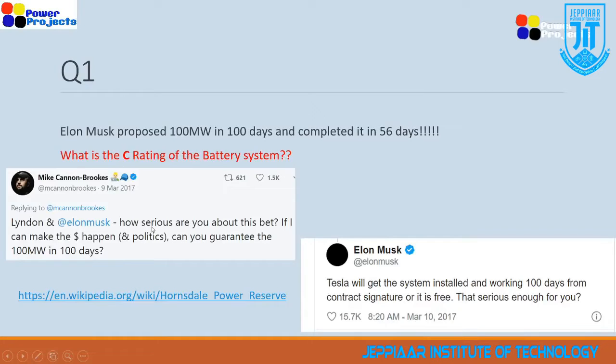And this is probably the chat that was exchanged between Elon Musk and a businessman in Australia to make that project a challenge, and they completed it in 56 days. There is a link which has been given. Probably you can go there to understand more information on this project. But try to answer those questions. You can put the answers in the chat box, and we will try to find the right answers and announce them at the end of the session.